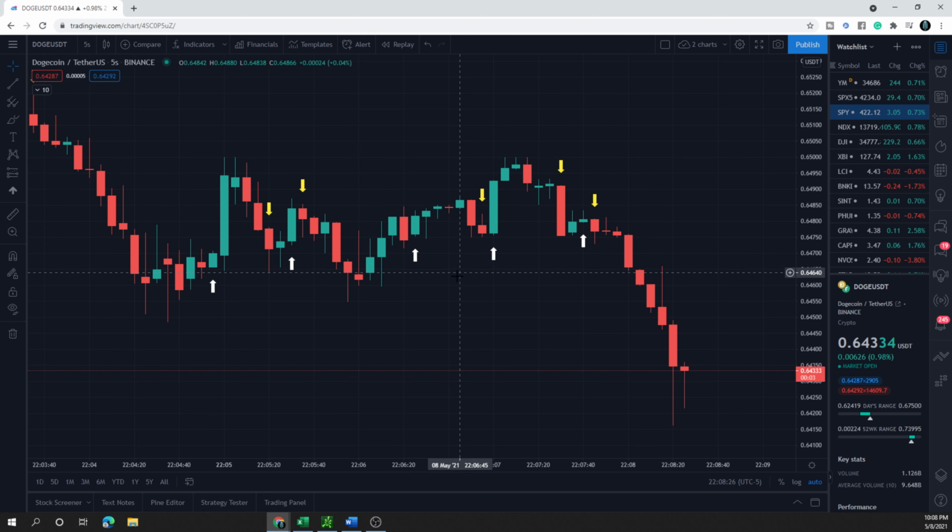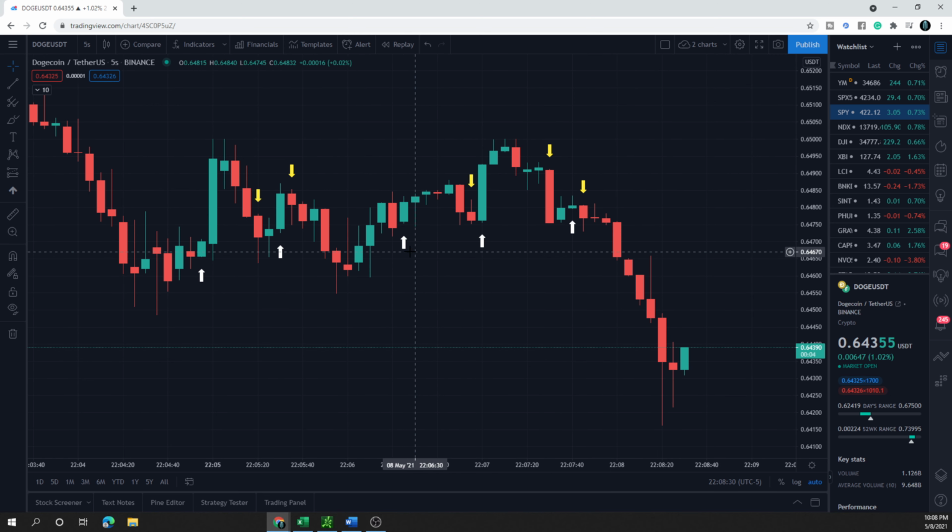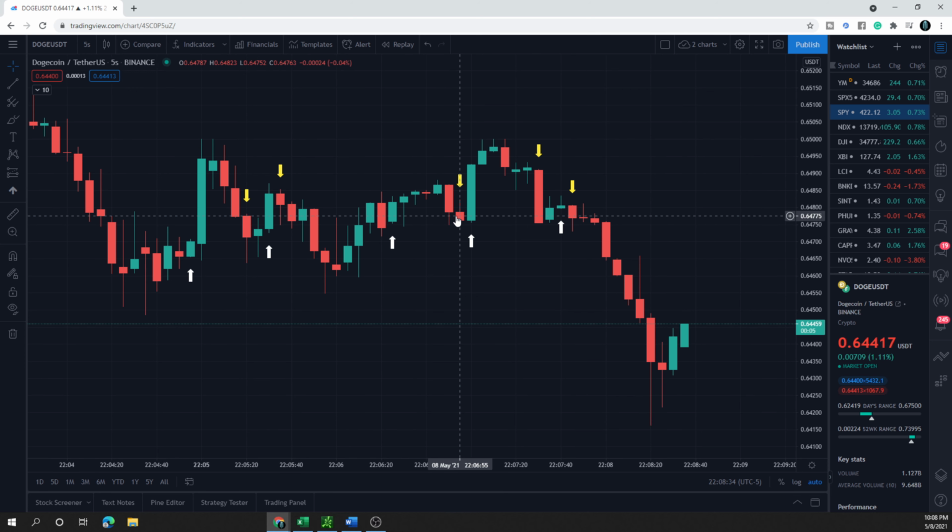So that's what we're looking for. That's how we use this. We use it arrow to arrow, and if it signals a different direction, you cut it and go with the flow.